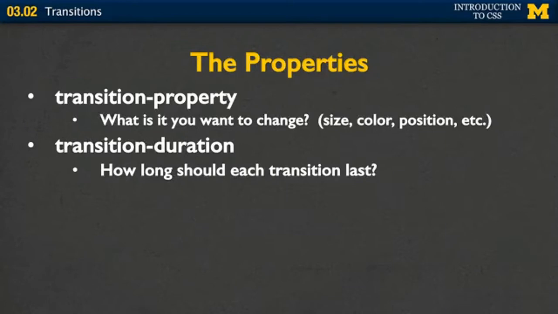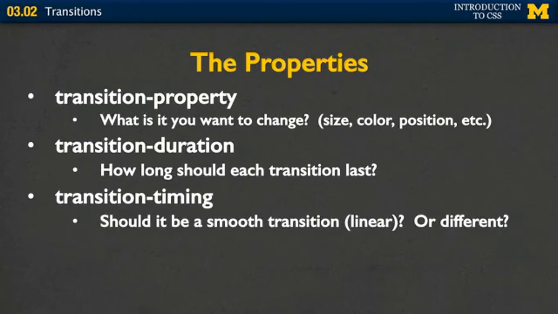The transition timing is a little bit odd, but it's this idea of if you're going to make something bigger, do you want to make it slowly bigger and linear all at the same time? Or do you want it to ease in or ease out? You can actually change what speed it's doing the different things.